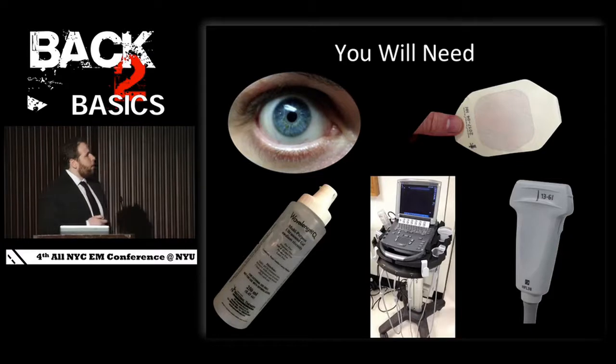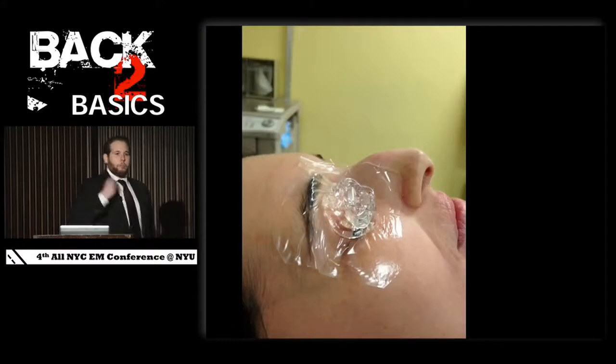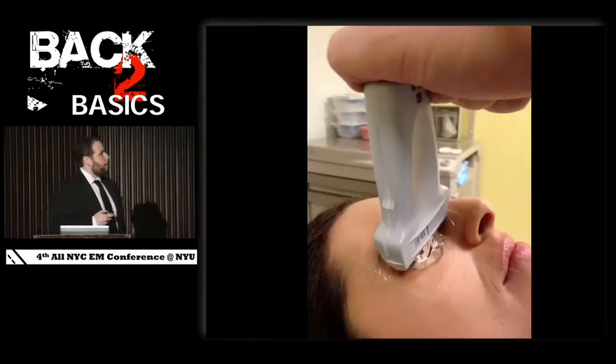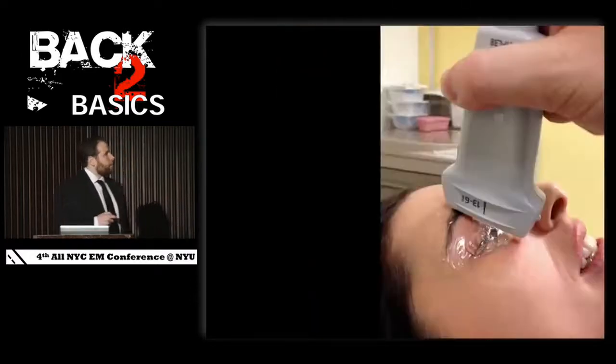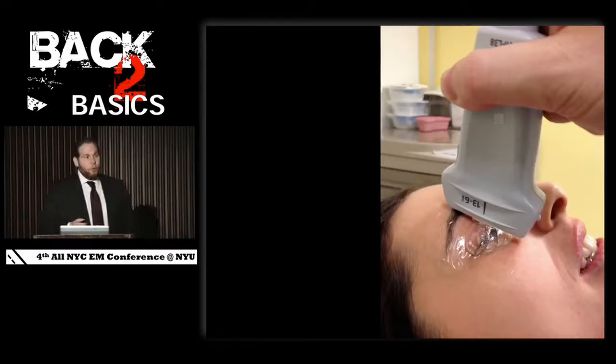So how are we going to do it? Well, first, you're going to apply the Tegaderm to the closed eye very nicely. This is to protect the eye from all the gel, all right? And then you're going to apply a very generous amount of gel, lots of gel. And the point of the lots of gel is so you don't have to push too hard, okay? And then you're going to scan the eye like you do everything else in two planes. You're just going to go through it, and then the other plane. And it's very simple. That's it. Lots of gel.